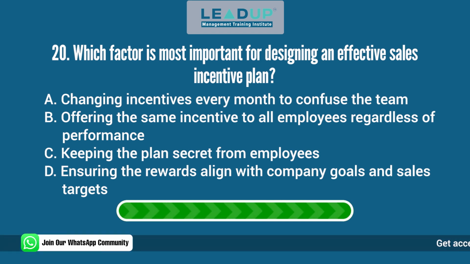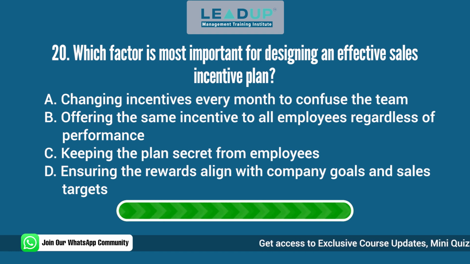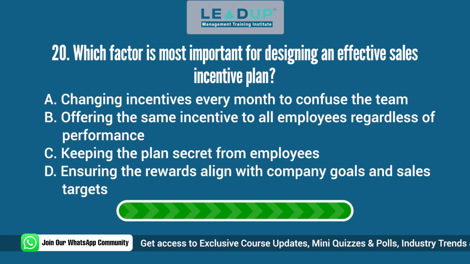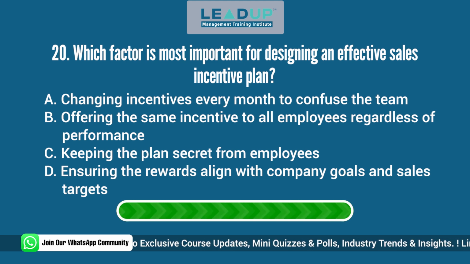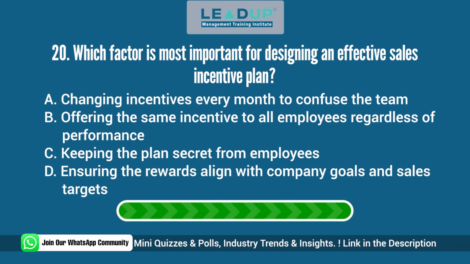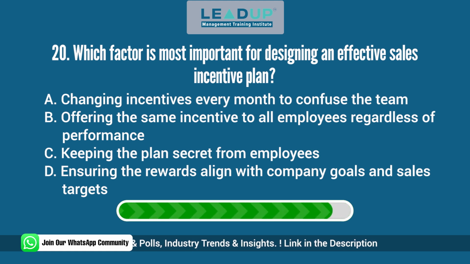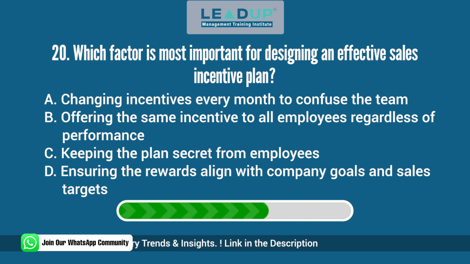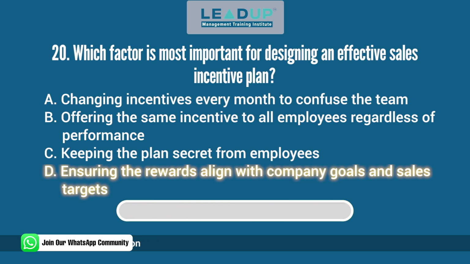Question 20. Which factor is most important for designing an effective sales incentive plan? A. Changing incentives every month to confuse the team. B. Offering the same incentive to all employees regardless of performance. C. Keeping the plan secret from employees. And D. Ensuring the rewards align with company goals and sales targets. Answer: ensuring the rewards align with company goals and sales targets.